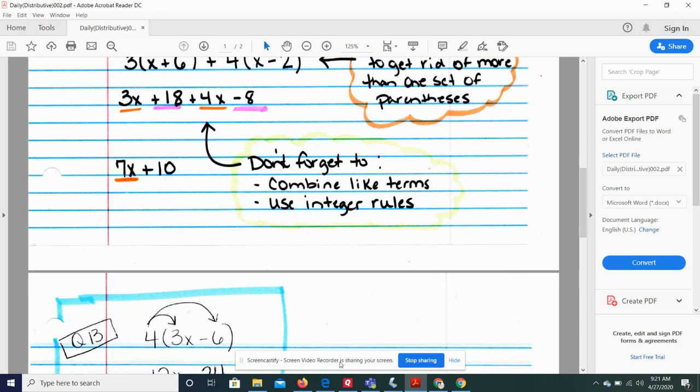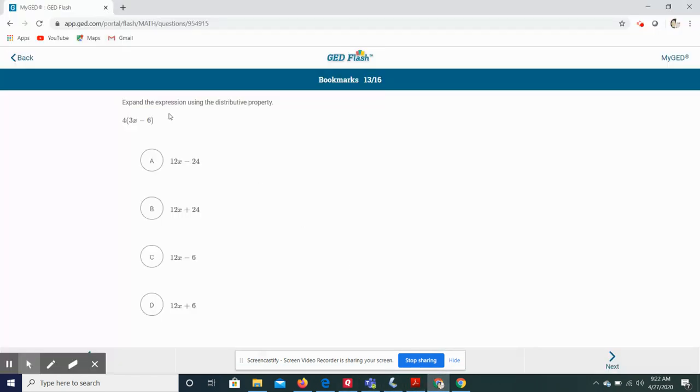So we're going to use this to solve a couple problems. Let's come back over here. Expand this expression using the distributive property. So all that means is multiplying that 4 by both of those. So pause this, work it, and then come back.